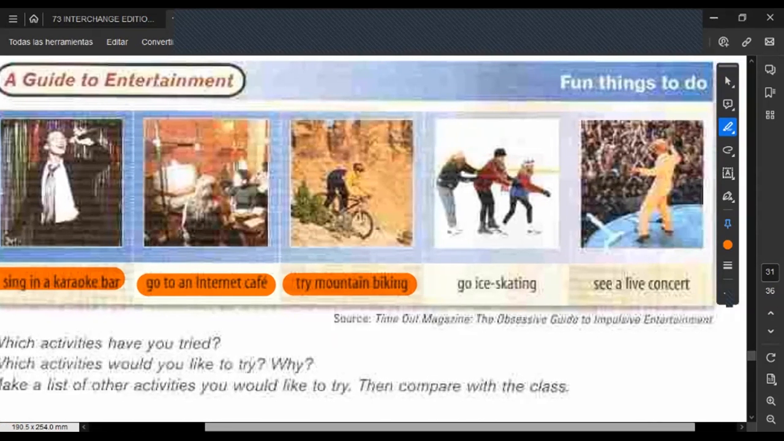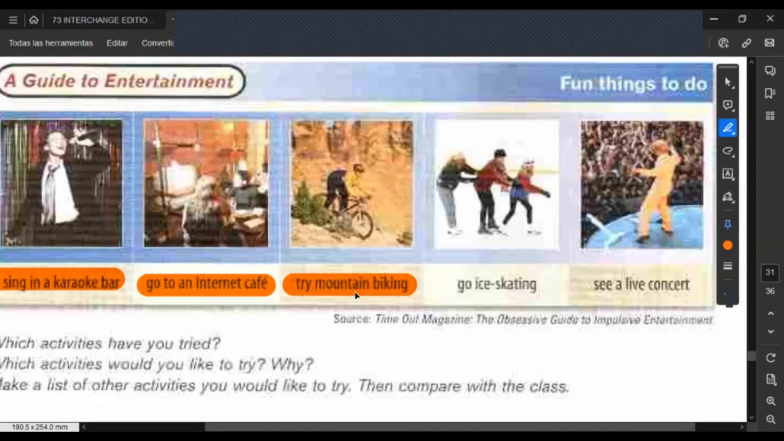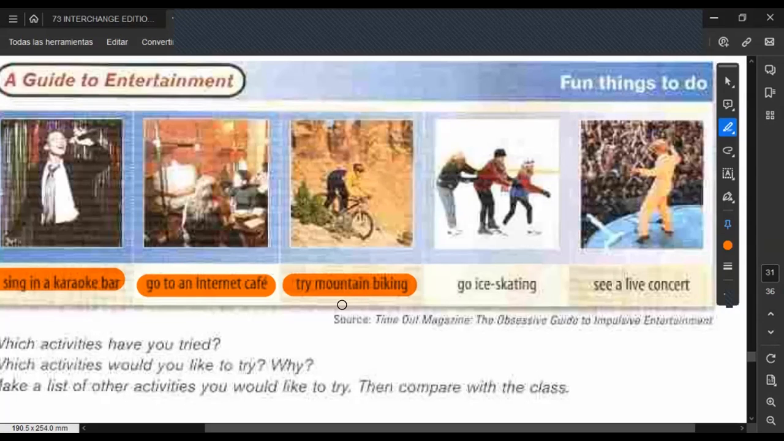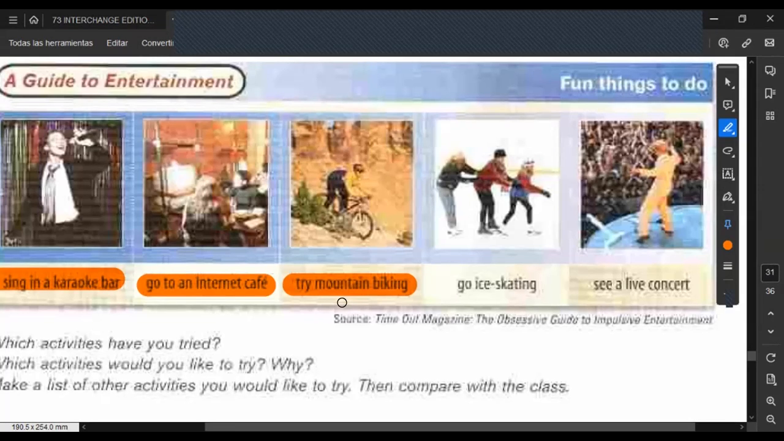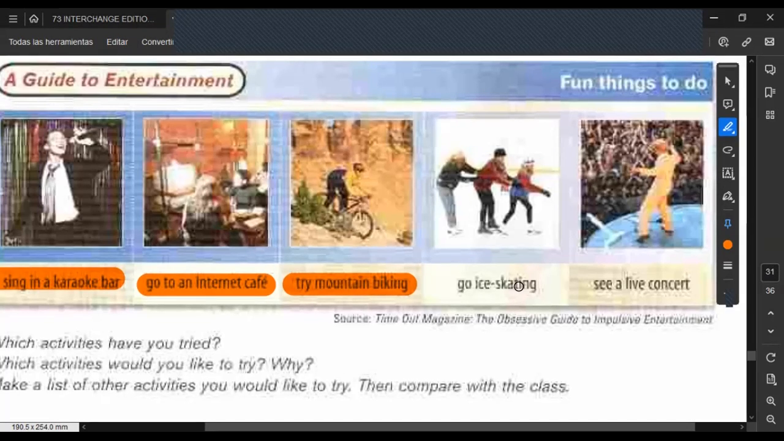Mountain. Repeat that with me. Mountain. No se pronuncia la E y la I. Mountain biking. Go biking. Ice skating. Go ice skating. See a live concert.